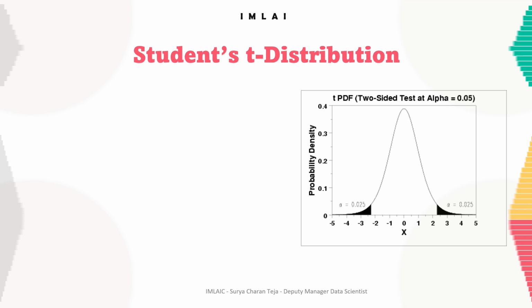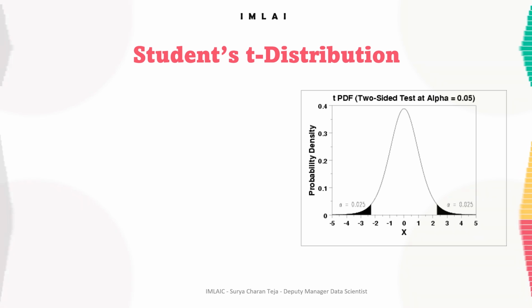The larger the sample, the more normally shaped the T distribution becomes, and this is nothing but your central limit theorem. As the sample size increases, the sampling distribution will approximate towards the normal distribution, and this is called central limit theorem. That's what we are trying to say here. The larger the sample, the more normally shaped the T distribution becomes.